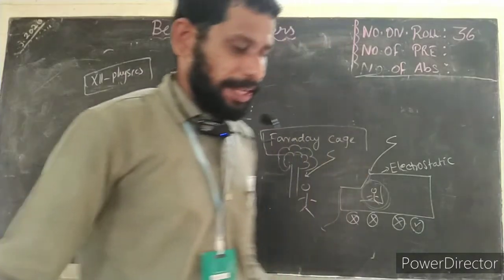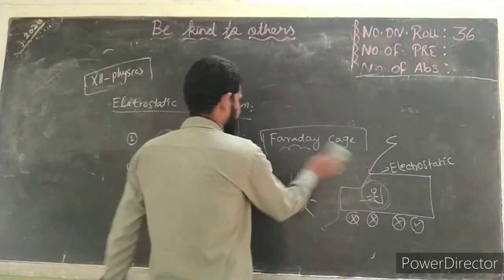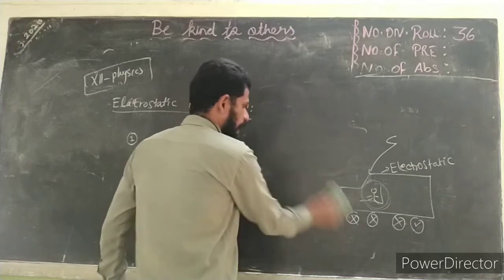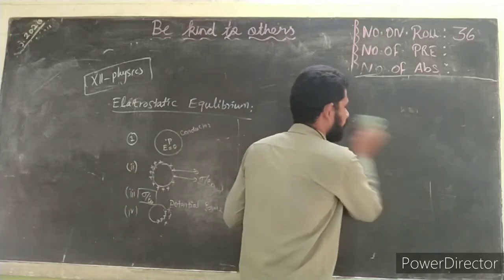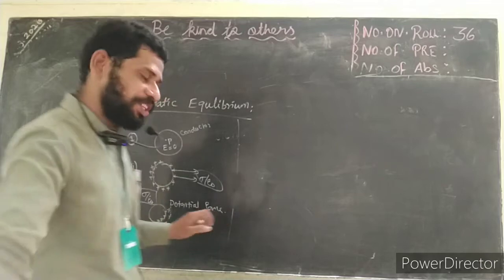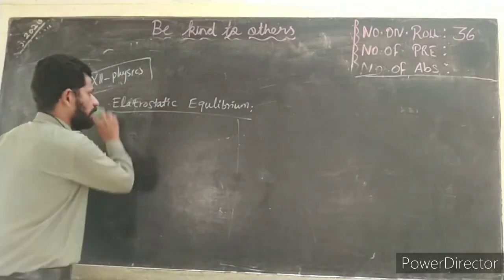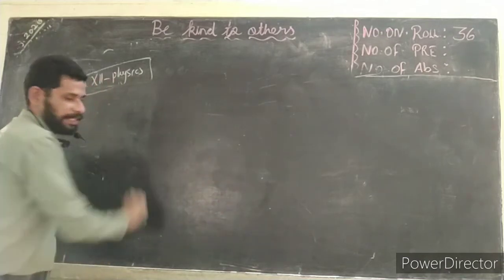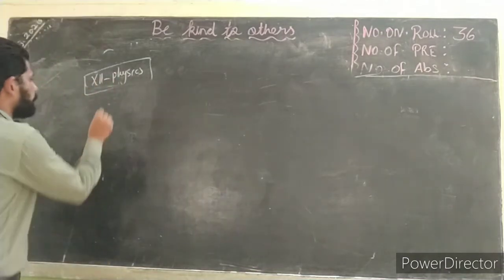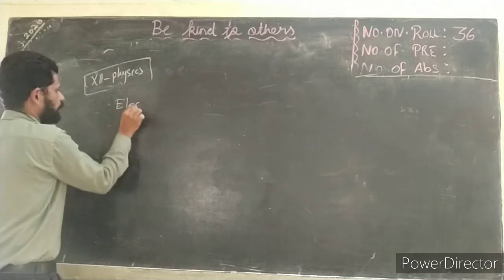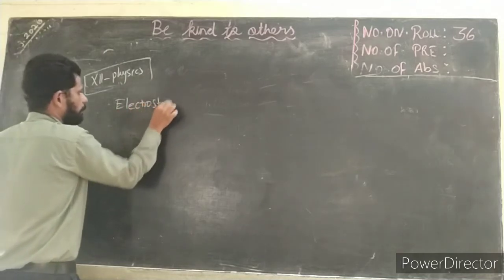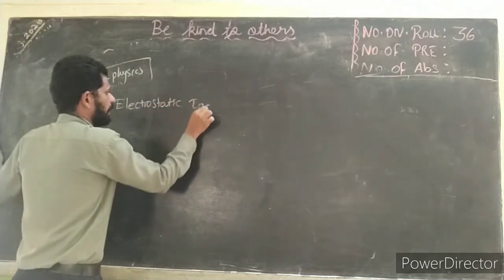Now the next one is electrostatic induction. We can produce charges by three methods: first, by friction, by conduction, and by induction. Friction, conduction, induction. So what is meant by electrostatic induction?